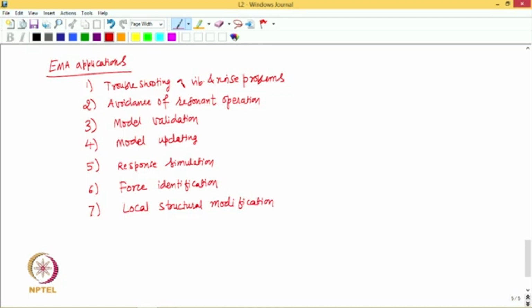If we make some small changes, like adding some mass or adding some stiffness or damping to the structure, then how the dynamic characteristics are going to change can be predicted in advance using the model of the structure, and this model identified through experimental analysis can be used for this purpose.